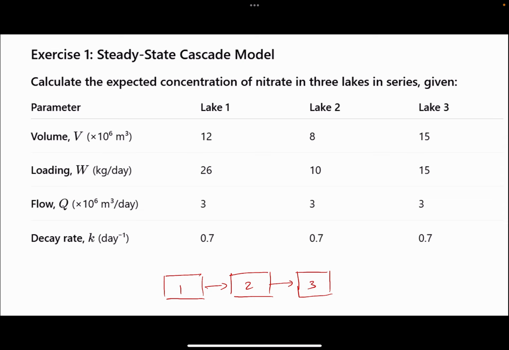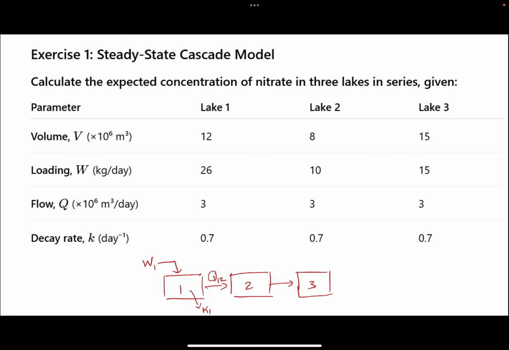And we can see that, of course, every lake has a volume. They have loading, they have flow rate, and they have decay rate. So the loading of lake 1, I'm going to call this loading 1. Okay, and then we will have K, the decay rate of this one, K1. And then this is the flow rate Q12, the flow rate going from lake 1 to lake 2.